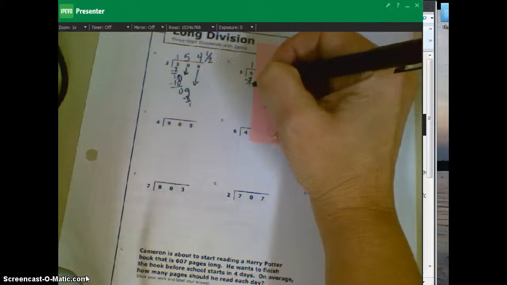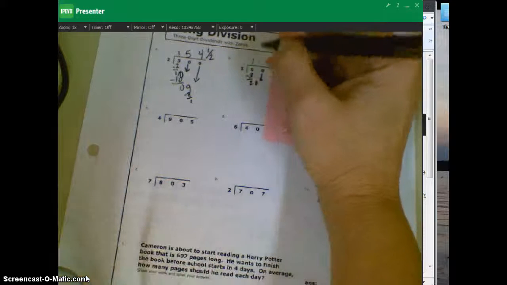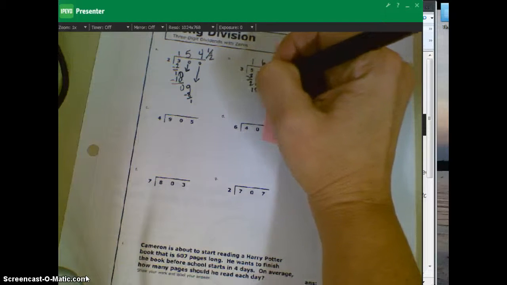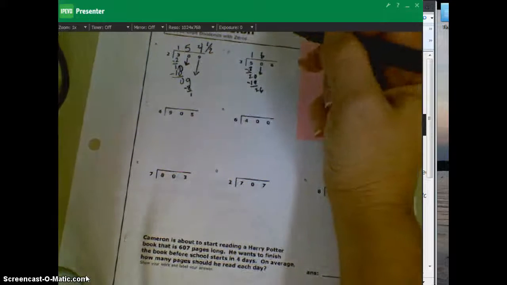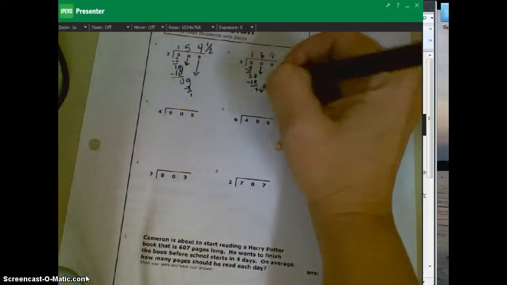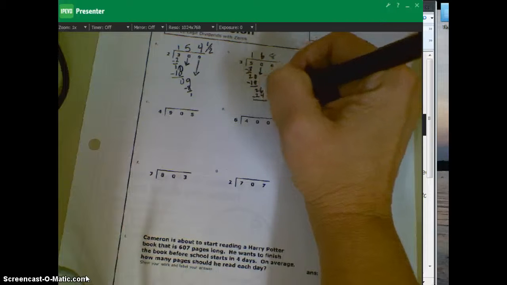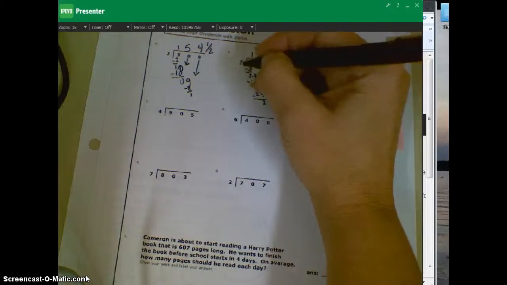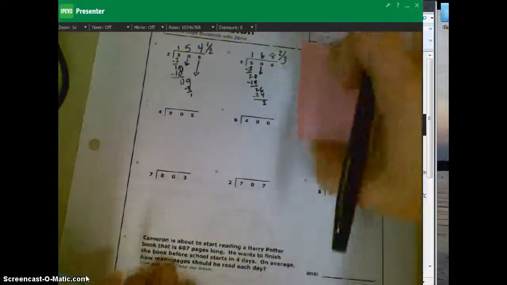Right here, moving on. 3 goes into 5 one time. 1 times 3 is 3. We'll subtract and get 2. Bring down your next digit, which is a 0. 3 into 20, let's go 6 times. 3 times 6 is 18. We'll subtract and we'll get a remainder of 2, and we'll bring down our last digit, a 6. And 3 times 8 is 24. We'll get a remainder of 2, so we'll express it again as a fraction. 2 over our divisor 3, 168 2/3.